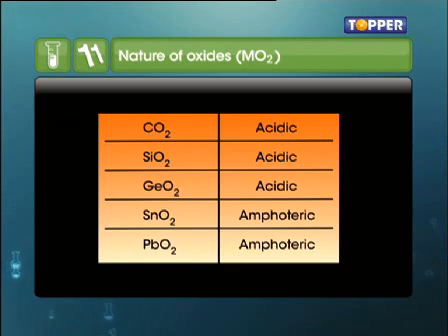So, we can say that the acidic character of the dioxides of group 14 elements decreases as we move from carbon to lead. This is because as we move down the group, the size increases, which leads to the weakening of the MO bond. After the reaction of group 14 elements with oxygen, we will move to their reaction with hydrogen.